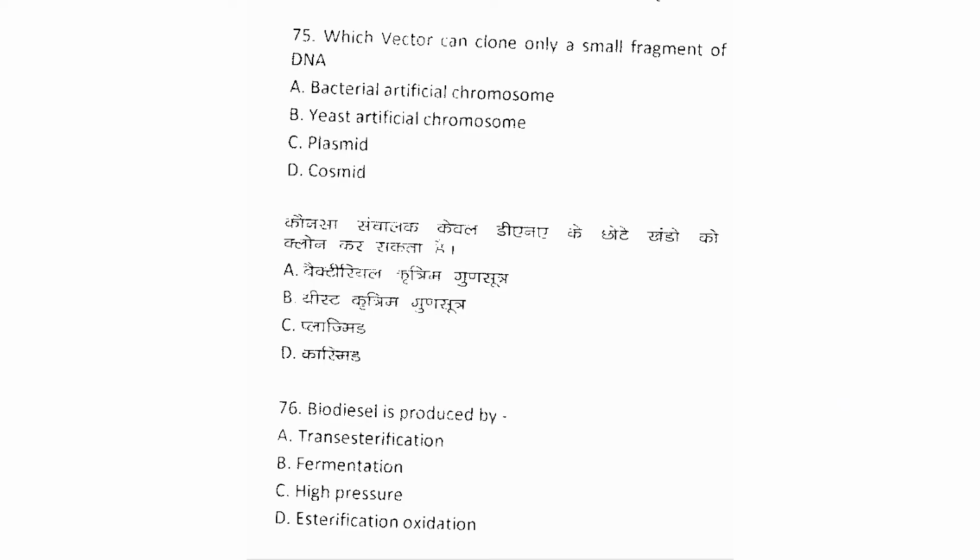Bacterial artificial chromosomes can insert a size of up to 50 to 300 kb. These artificial chromosomes can contain up to 500 kb length of foreign DNA. Plasmids can be used to clone up to 45 kb. Plasmids generally have a very small range, usually up to 10 kb. So the correct answer is plasmid, and it clones only small fragments of DNA.